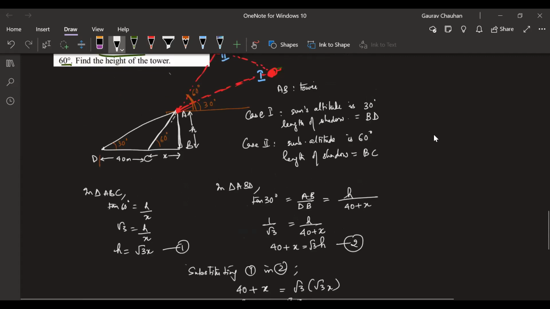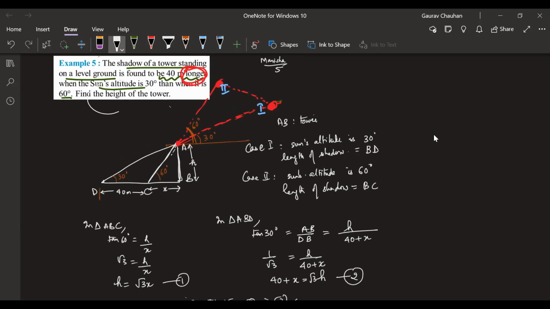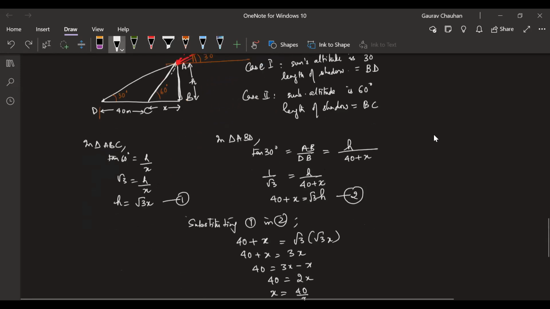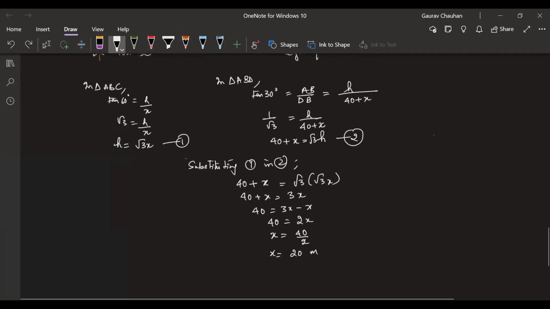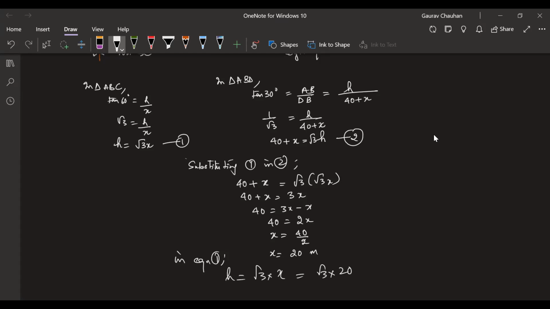X is not what I want. I want H. Find the height of the tower is what I want, right? Height of the tower, how will I find? I just go back and put it in this substitution. So in equation 1, H is equal to √3 into X, that's equal to √3 into 20, that's equal to 1.732 into 20. Multiply this, write the final answer.